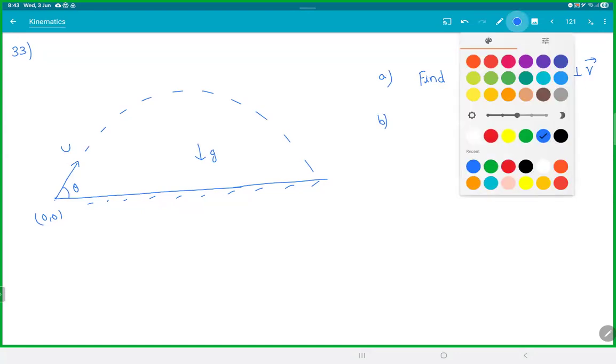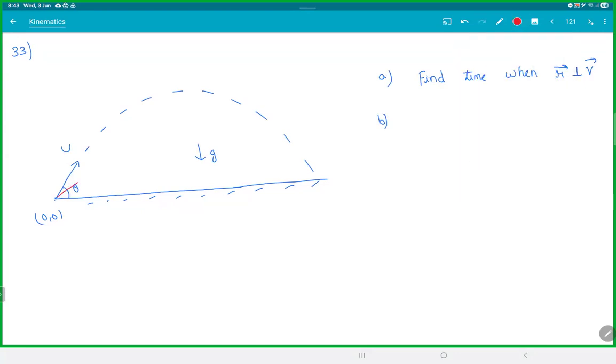R bar is your position vector, v bar is your velocity, meaning at some point, right? This would be your r bar, this would be your velocity bar. I want these to be 90 degrees. So when will that happen? Find the time. So the answer will come in terms of u, theta, and g.